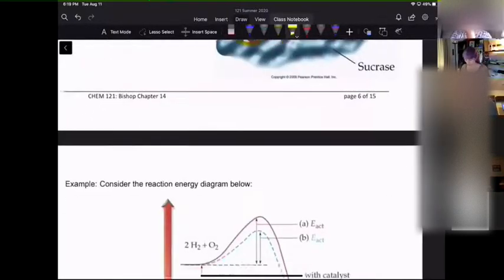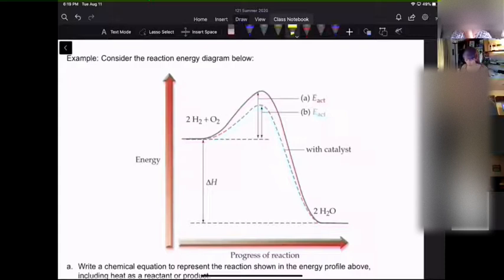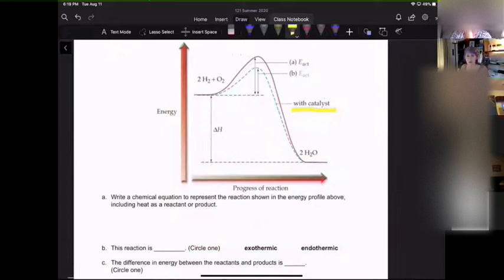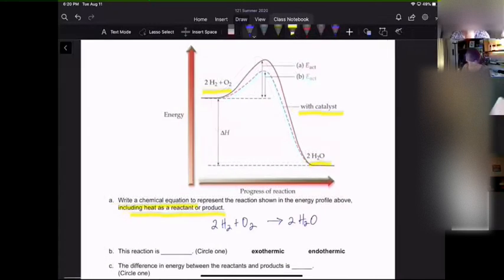And we'll just take a look at our energy diagram again with a catalyst and with no catalyst here. Go ahead and work through these. So write the chemical equation. They give the reactants and the products. Include heat as a reactant or a product. Remember when we did that? So I'm starting to bring in a little bit of review of some of the stuff that we've done. Is energy absorbed or released? Is it a reactant or a product?